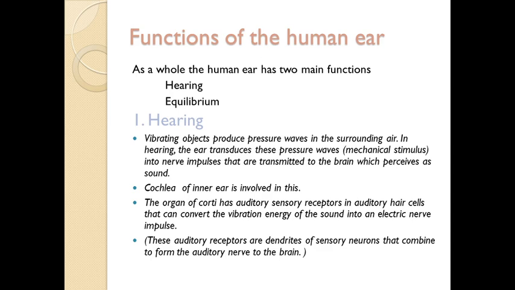That's what happens. The cochlea of the inner ear is involved in this. It is the cochlea that is involved in hearing. That's an important point. The organ of Corti has auditory sensory receptors in auditory hair cells that can convert the vibration energy of sound into an electric nerve impulse. Actually, these auditory receptors in the auditory hair cells are dendrites of sensory neurons that combine to form the auditory nerve that runs to the brain. So remember, auditory receptors are sensory neurons and they are found in the auditory hair cells. They can convert the vibration energy of sound into an electric nerve impulse.